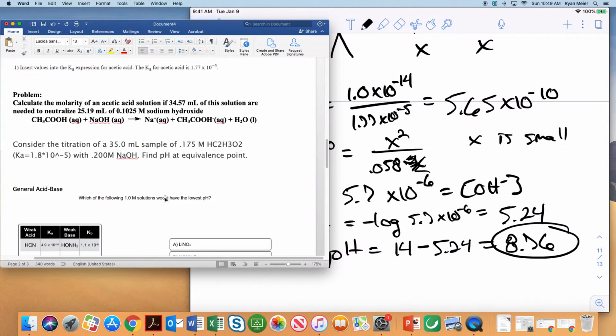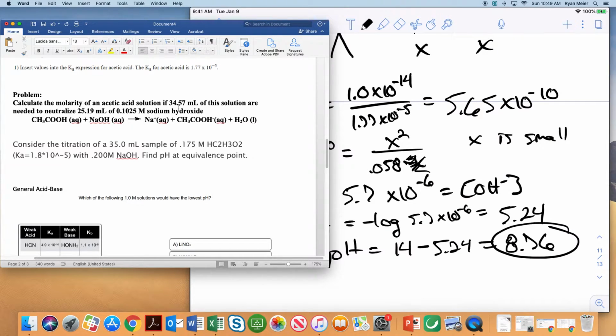All right. So I think there's actually a couple more examples here. So let's take a look at the molarity of an acetic acid solution. Calculate the molarity of an acetic acid solution if 34.57 milliliters of the solution are needed to neutralize 25.19 milliliters of 0.1025 molar sodium hydroxide. So this is the actual practical application for most titrations that you would actually be doing in a lab setting. And that's finding an unknown concentration.